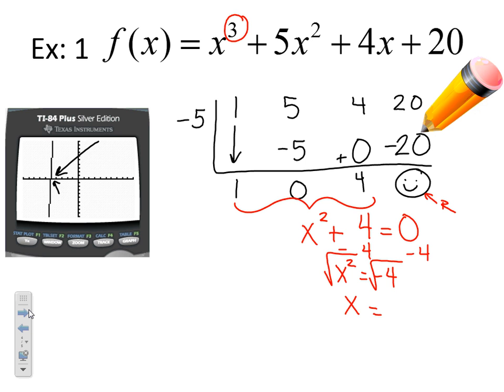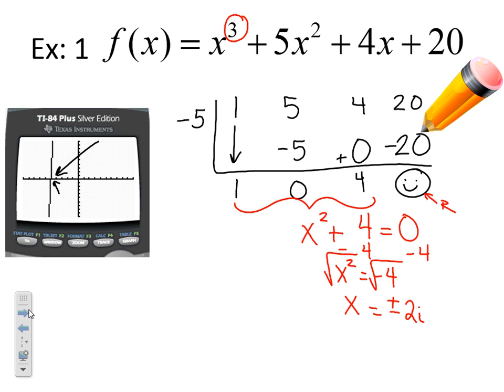Square root of 4 is 2. The fact that it's a negative tells me that I'm going to have imaginary answers. You guessed it. There needs to be an i. Okay? So my solutions, two of them, are plus or minus 2i.